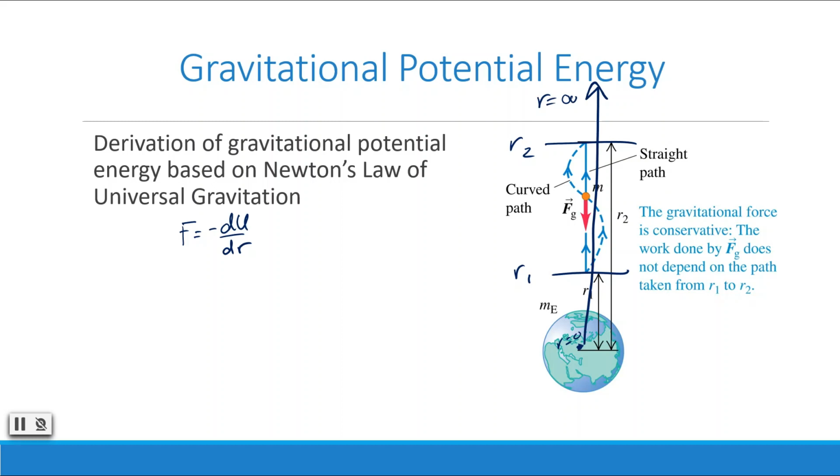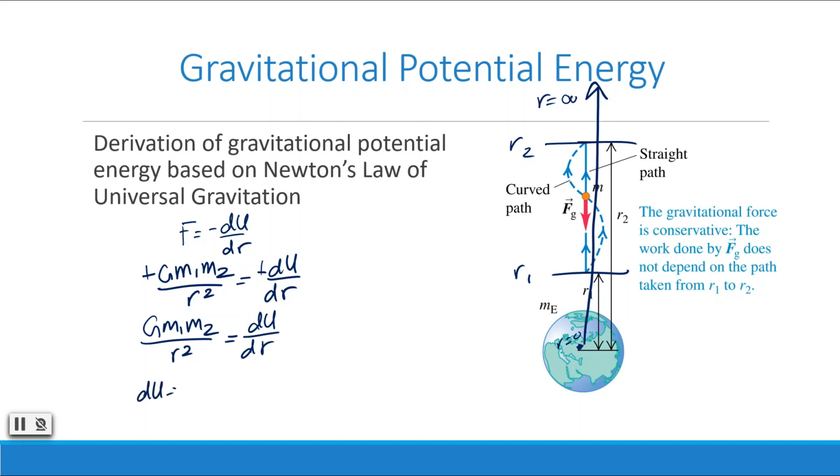So Fg is actually in the negative direction. So if I plug in, my force is going to be negative G M1 M2 over r squared is equal to negative dU/dr. So if I want to find dU, I'm going to get dr on the other side, and the negatives cancel. So I get G M1 M2 over r squared is equal to dU over dr. So dU is equal to G M1 M2 over r squared dr. And then you can integrate this. We're going to integrate from R1 to R2 and between U1 and U2.